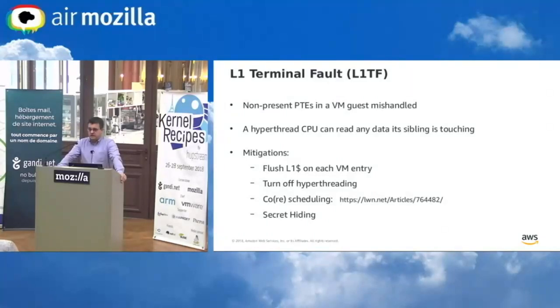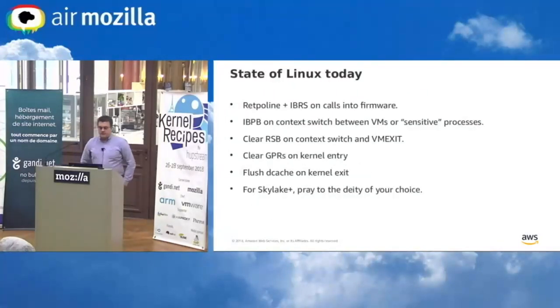So we are looking at co-scheduling. We are looking at, Intel don't really have a better answer than turn off hyper-threading. And nobody's really going to do that in practice. So we're all kind of scrambling a little bit for what we can do in the long term that's going to make this viable. So that's where we are today.